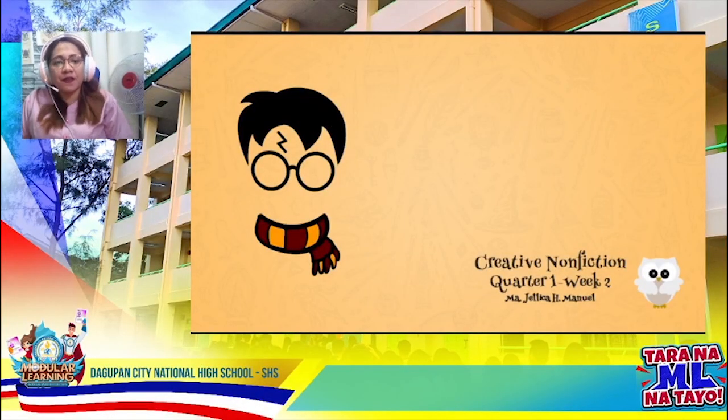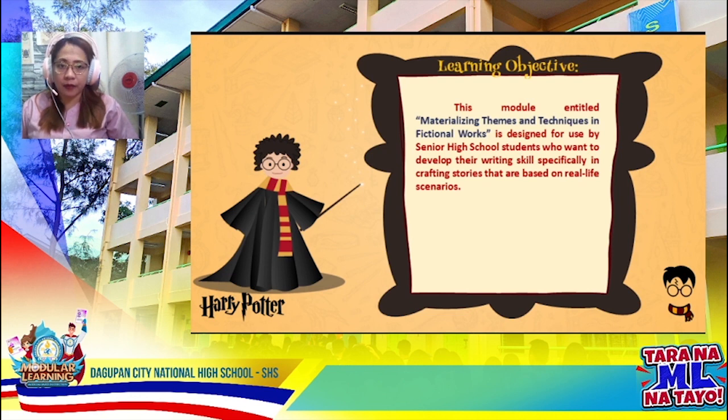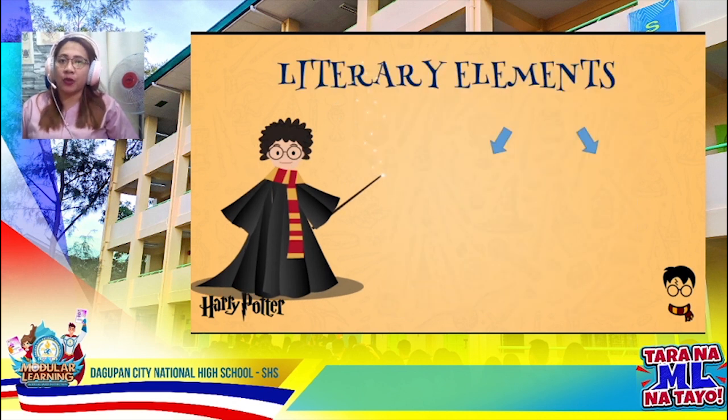For Creative Nonfiction Quarter 1, Week 2, we will learn how to create samples of different literary elements. Before we proceed with our discussion, let me first give you our main learning objectives. This lesson aims to assist the learners to be able to utilize knowledge and familiarity of the different literary elements in developing a coherent and definite written output.